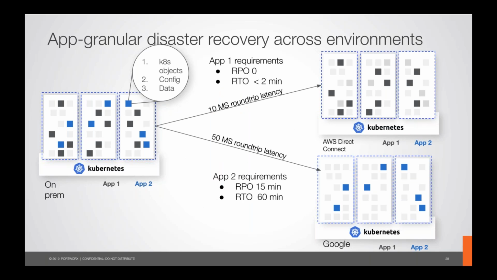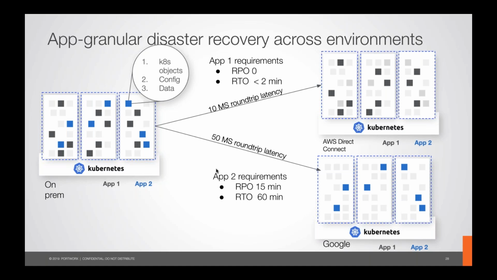Same thing from a disaster recovery perspective. Different apps running in the same Kubernetes cluster need to be able to have different levels of disaster recovery. App one, in this case, might have that 0 RPO, sub 2-minute RTO requirement. And in that case, I'm going to want to push it to another data center that has a very low round trip latency so that I can use something like synchronous replication.